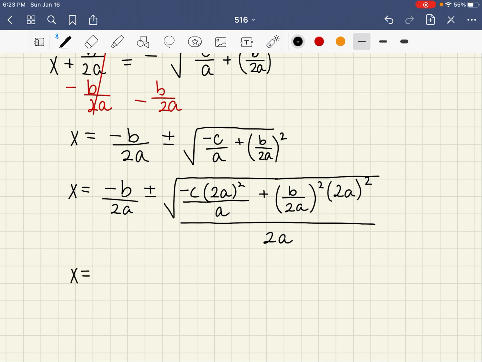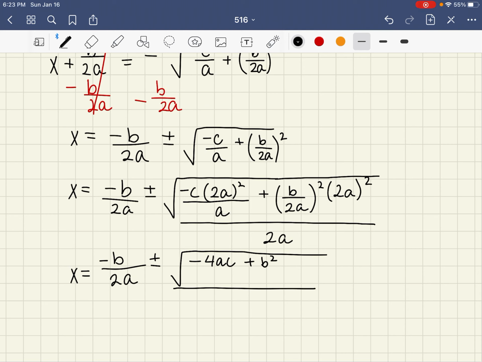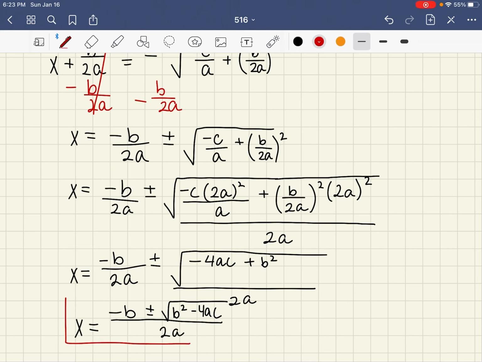So for simplifying this, we get negative 4ac, and then we get plus b squared all over 2a. Then we can reorder and combine our fractions. So we get the opposite of b plus or minus the square root of b squared minus 4ac all over 2a. Actually, let's do blue.